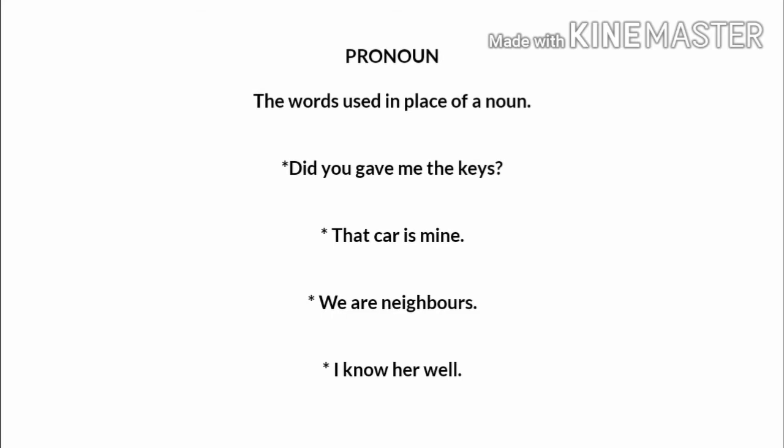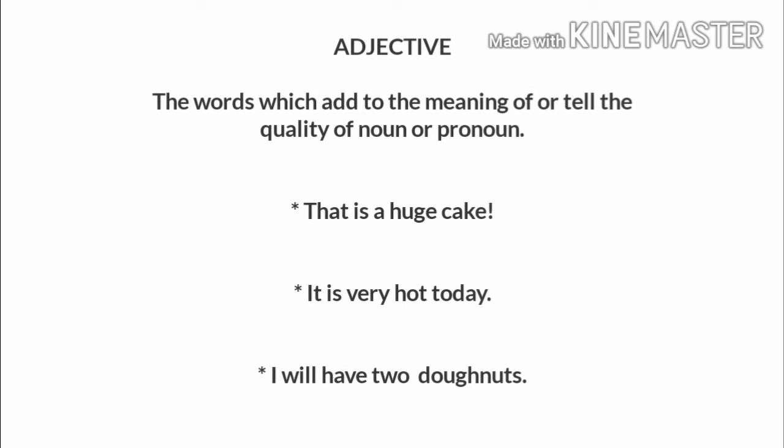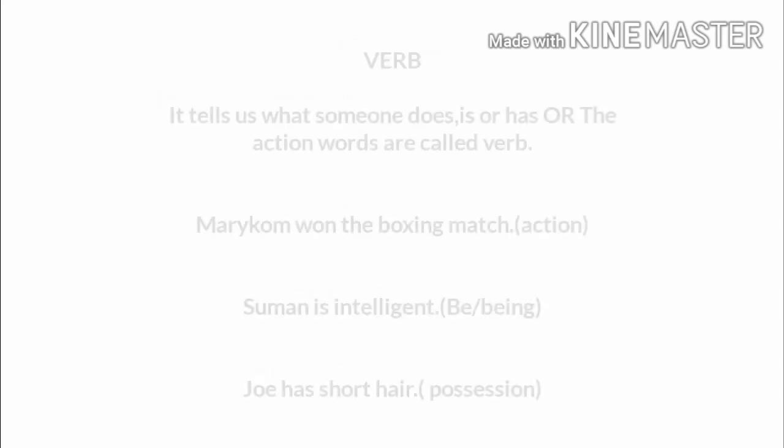The third one is adjective, the words which add to the meaning or tell the quality of a noun or pronoun. That is a huge cake. How is the cake? Huge. It is very hot today. How is the day today? It's very hot. And I will have 2 donuts. How many donuts will I have? 2 donuts. So these tell the quality of a noun or pronoun, and are the adjectives.